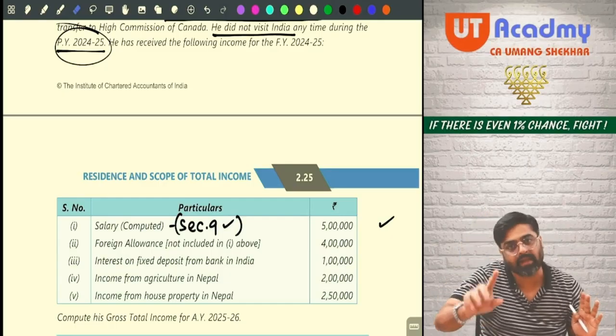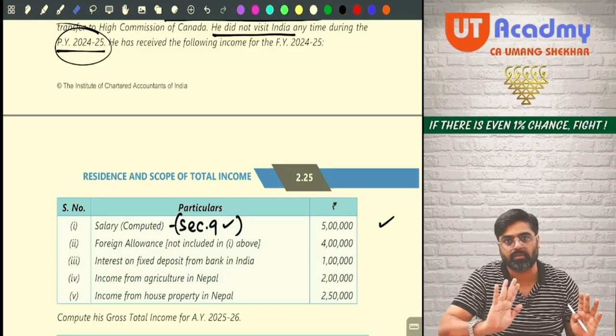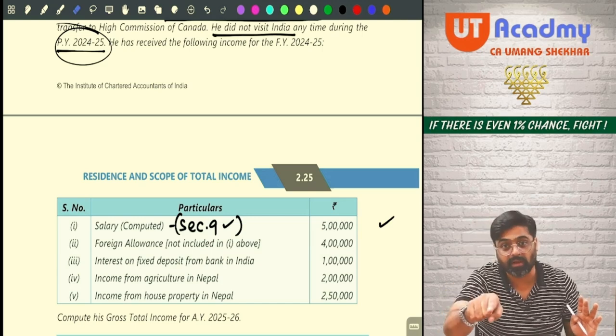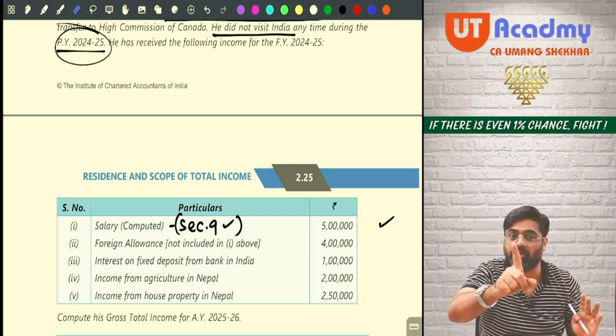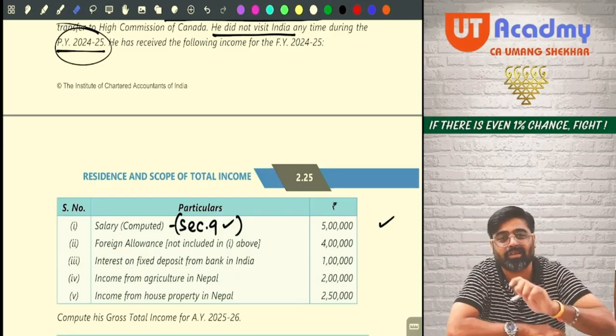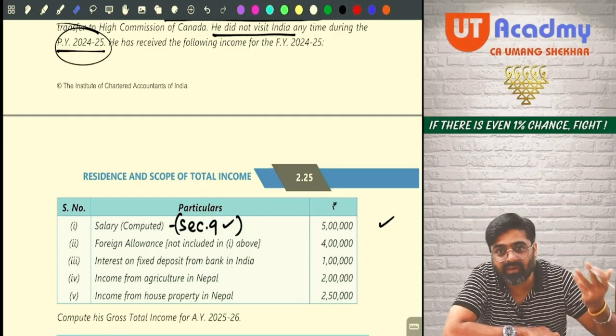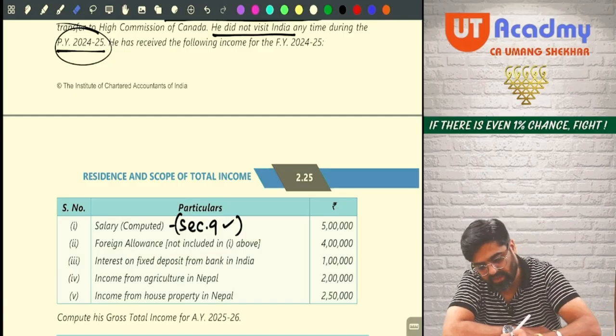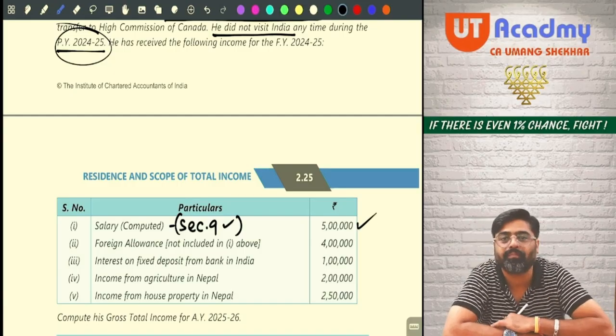Whatever Indian incomes he will earn will always be taxable. But whatever foreign incomes, whether part A or part B, will not be taxable for him. Yes or no? So is this his Indian income? Yes. So even if his status is non-resident, can I say this will be taxable for him?